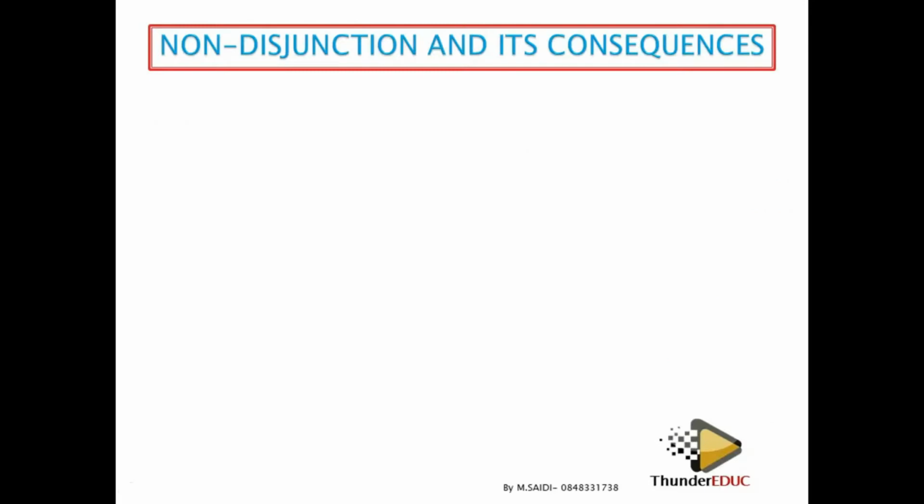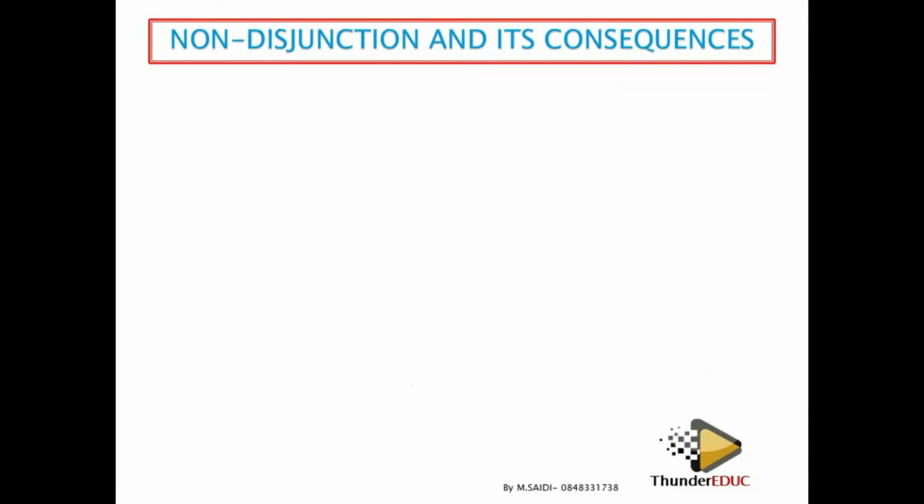From there, let's look at non-disjunction and the consequences. When you talk about non-disjunction, you need to know where it occurs, which phase. So it occurs in anaphase. It can be anaphase 1 or anaphase 2. And then what is the importance of this non-disjunction? Does non-disjunction have any importance, or does it have a negative effect on organisms? That is what you're supposed to cover.